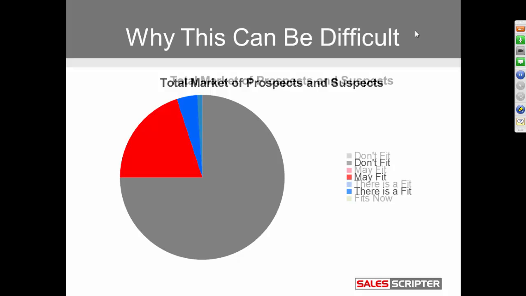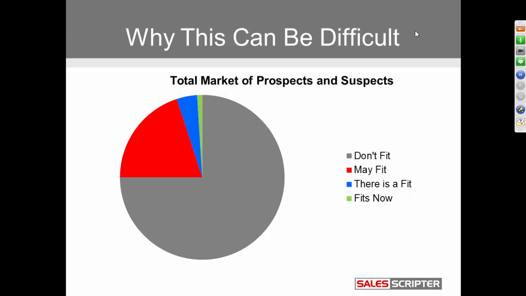But if they have the problems that you can help to resolve, then there is a fit. And if we take that one step further, there's this thin slice of the blue piece where there is a fit, and it fits now. Because you could determine that a prospect has the problems that you can fix, but maybe they're tied into a contract with a current vendor, which means there's a fit, but not a fit right now. So the fit is in a year when the contract expires.